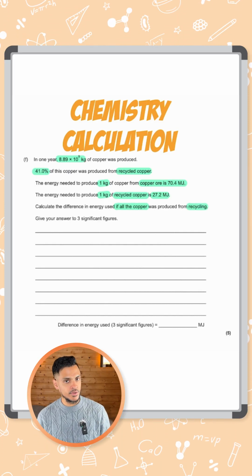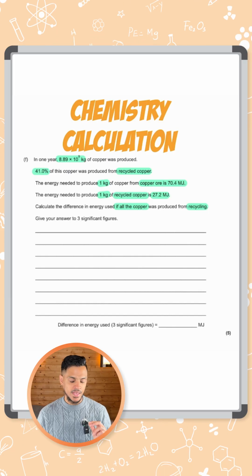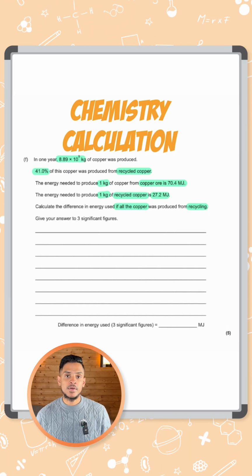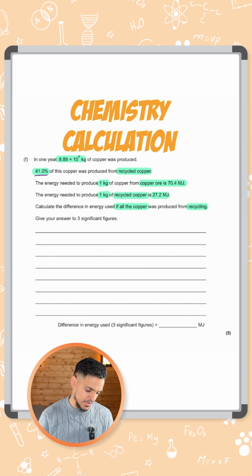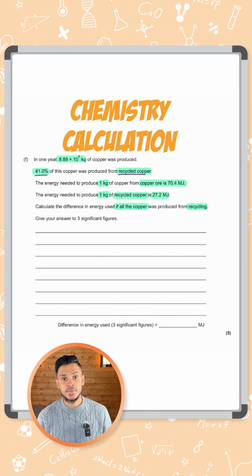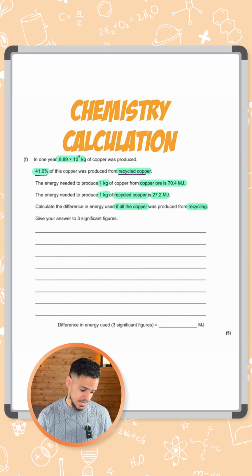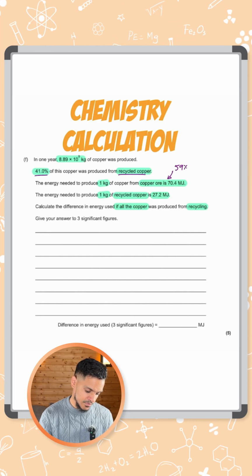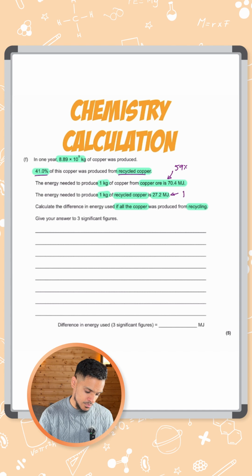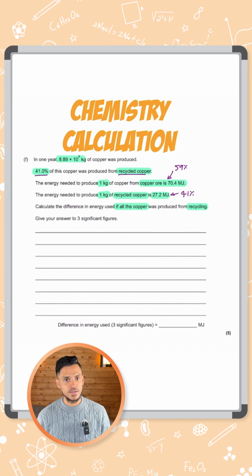So there's a few components to this question. Let's try and break it down. So let's start off by finding the total energy using this method, where 41% of it was recycled copper, and that means the rest of it, which is 59%, is going to be made from the copper ore. So this is 59% of the copper, and this is 41% of the copper. So let's work that out first.